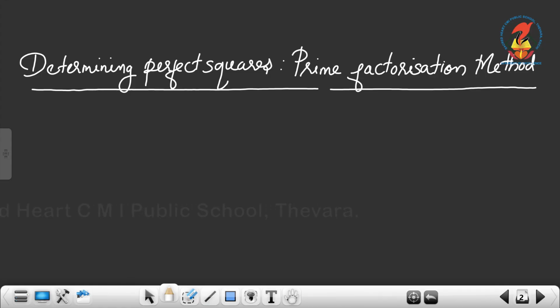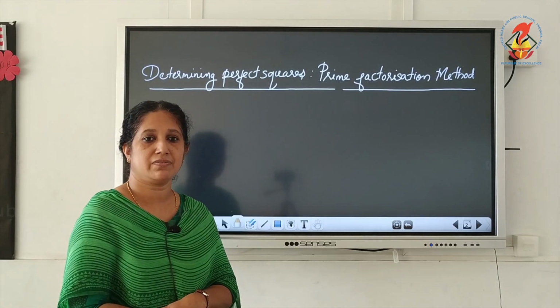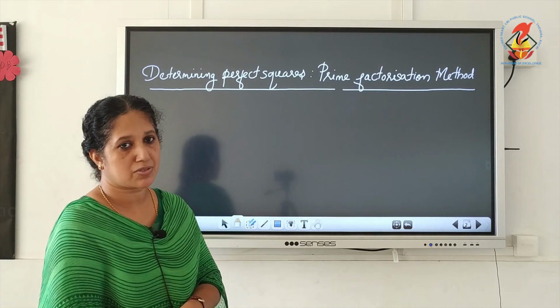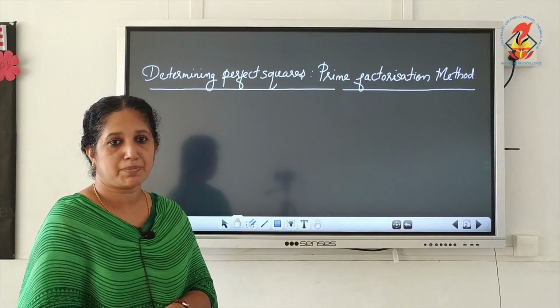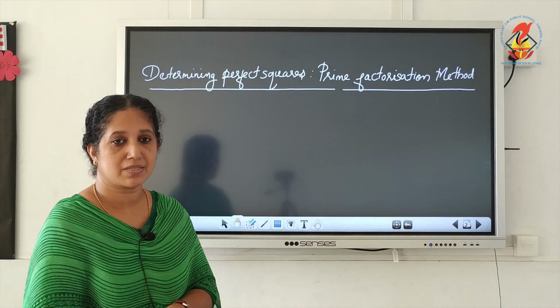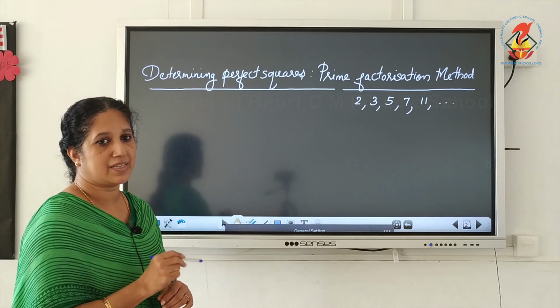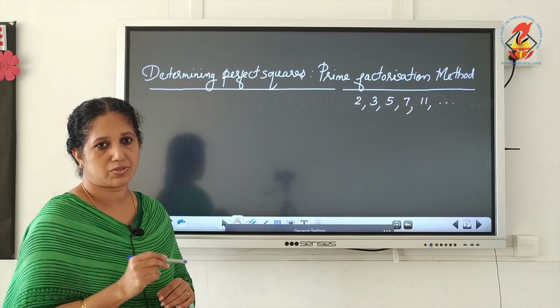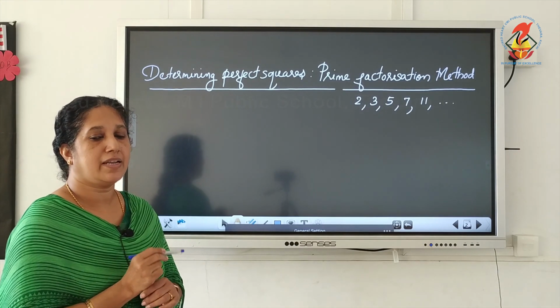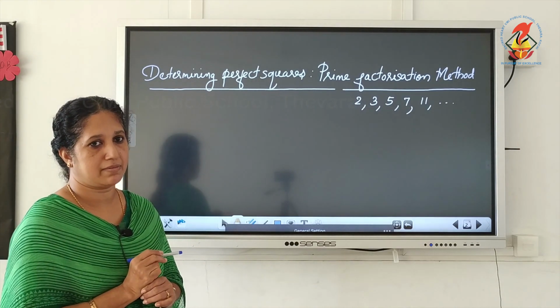Now what is meant by prime factorization? We have already learned, if a number is given, we can find out the prime factors of that number, right? Which are the prime numbers? The prime numbers are 2, 3, 5, 7, 11, etc. These are the prime numbers, and we have to start dividing the given number with these suitable prime numbers, and finally we will get the factors of that number, right?